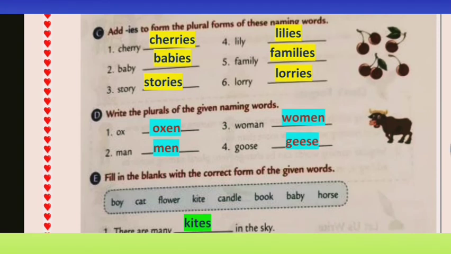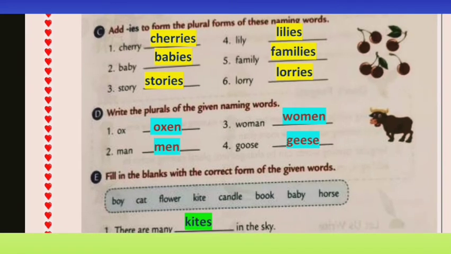See exercise now. Add IES to form the plural forms of these naming words. Now you have to add IES. Let's start. Cherry. Now cherry, see the last letter of cherry, that is Y. Now we have to remove Y and then we will be adding IES to make it a plural form. Cherry, cherries. See the spelling changes there? Cherry is a singular form, but cherries are plural.